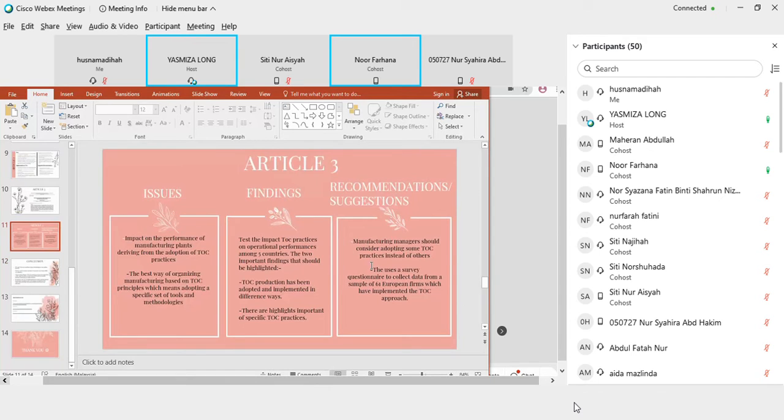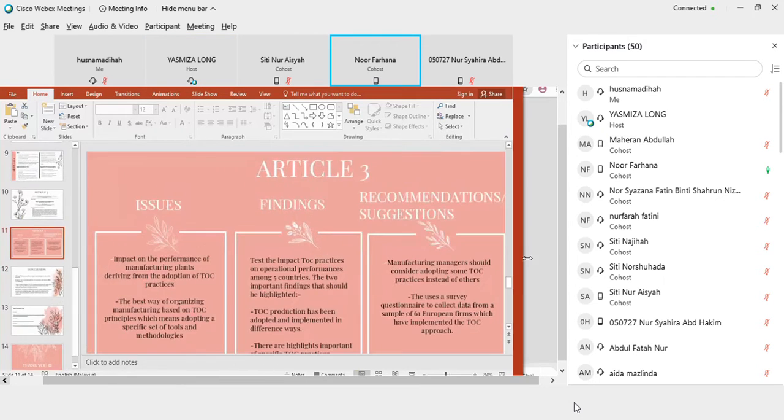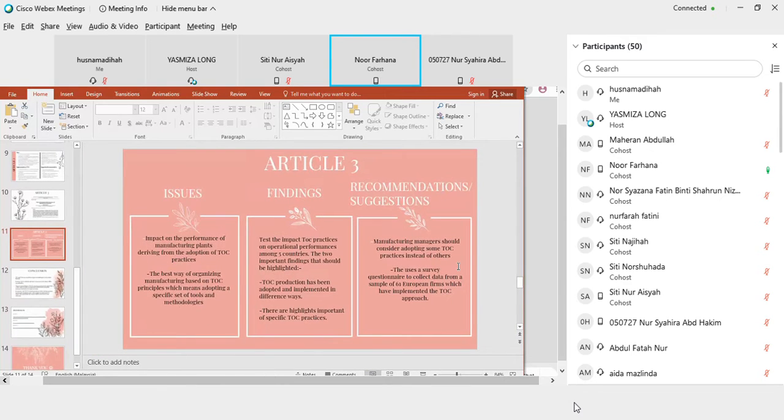Okay, manufacturing managers should consider adopting some TOC practices instead of others, like the drum buffer rope methodology, the development of a master production schedule based on constraint, and the use of non-constrained resources with excess capacity are among the most important practices to enhance competitive performance of manufacturing plants.